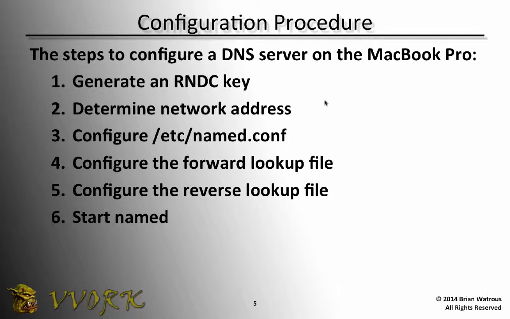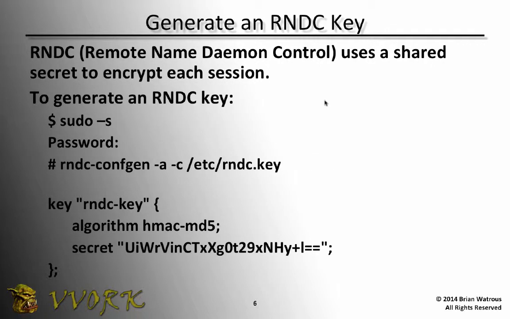And then in steps 4 and 5, I need to configure the files that contain the information for how to perform forward lookups and reverse lookups. And then last but not least, I needed to go into the terminal window of my MacBook Pro and run named itself. Now, in the following slides, I'm going to show you many of these steps. If you want to see all the steps, including that last step of how you actually start named, be sure to watch the demonstration that's included in this video. But let's take a look at the first step.